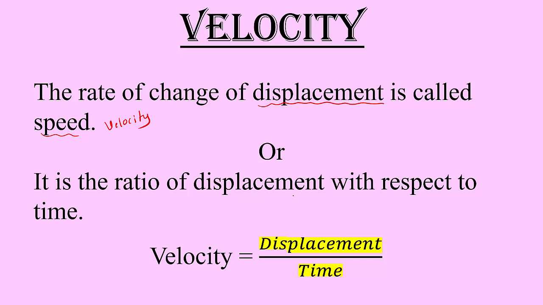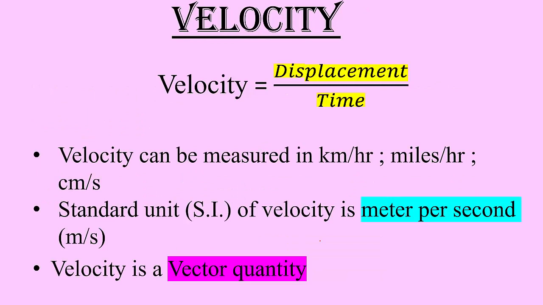So we can write: the rate of change of displacement, or the ratio of displacement with respect to time, is called velocity. And velocity is given by the equation displacement divided by time. So using this equation we can easily define velocity. It is the rate of change of displacement or the ratio of displacement with respect to time.